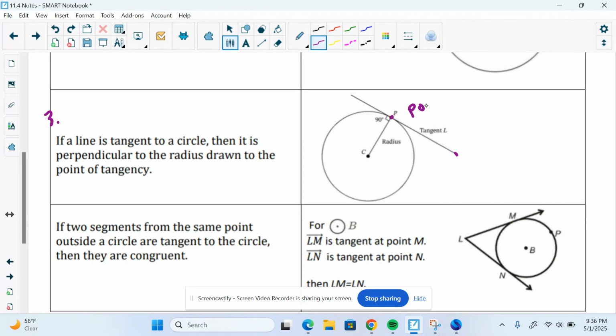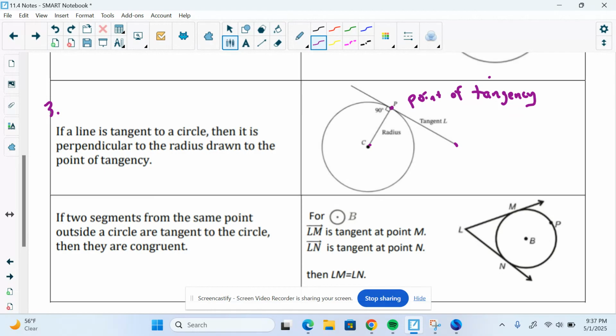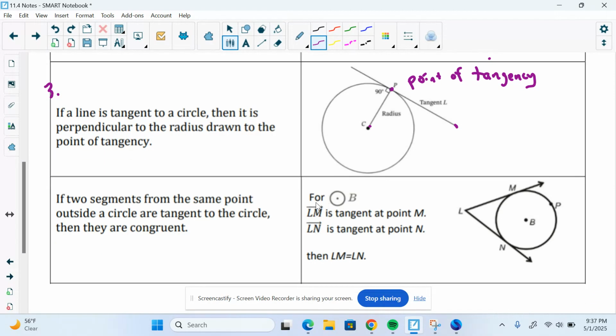That's called the point of tangency. The radius right here, CP, is a radius. The radius is perpendicular. Notice that 90-degree angle there. The radius is perpendicular to the tangent line at the point of tangency. So we have 2 90-degree angles right there.